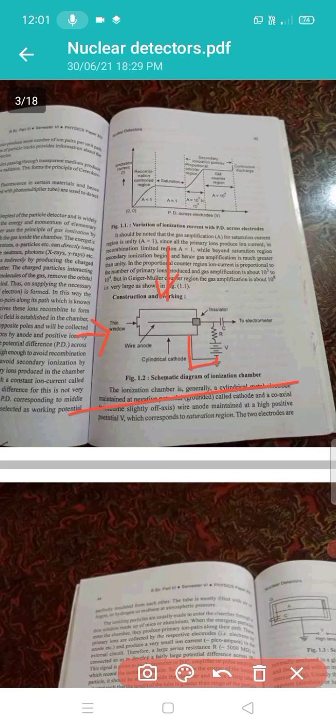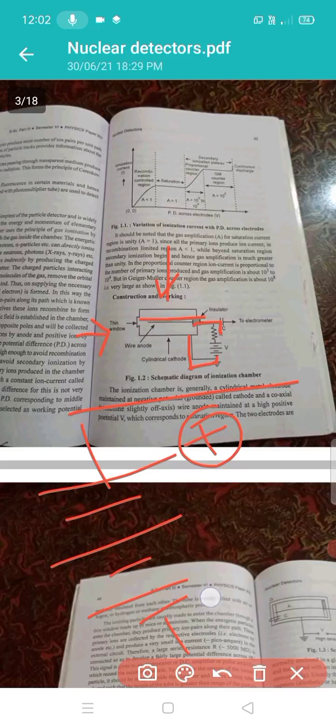Then the coaxial wire anode, this is the wire anode, which is connected to the positive terminal of the battery. The long line indicates the positive terminal and the small line indicates the negative terminal, and hence the cylindrical cathode is connected to the negative terminal and the wire anode is connected to the positive terminal. Hence the wire anode is maintained at a high positive potential, which corresponds to the saturation region.